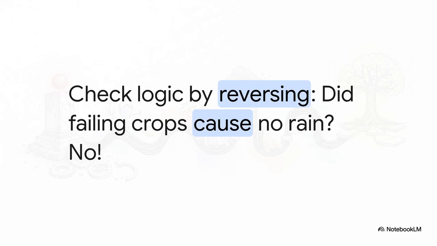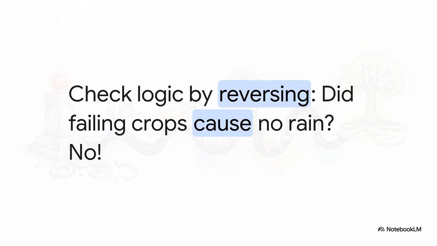Look, it is super common for students to mix up the cause and the effect. It happens all the time. To fix this, simply reverse your statement. Let's say you think the effect is crops failed, and the cause is no rain. Just read it backward to see if it makes sense.